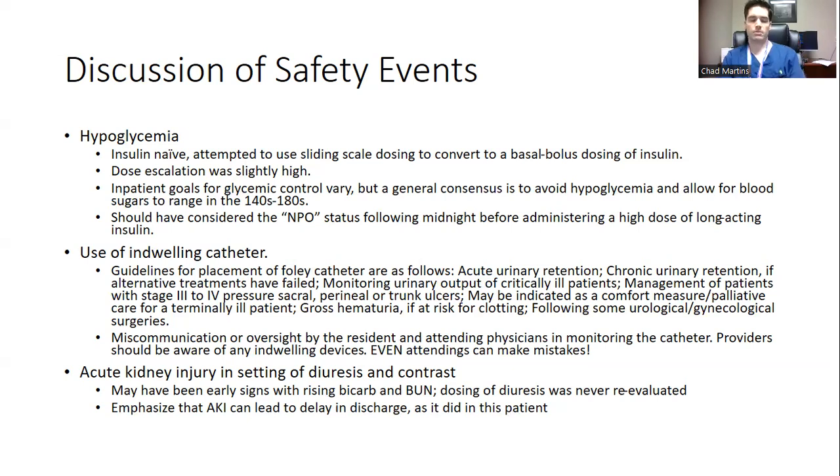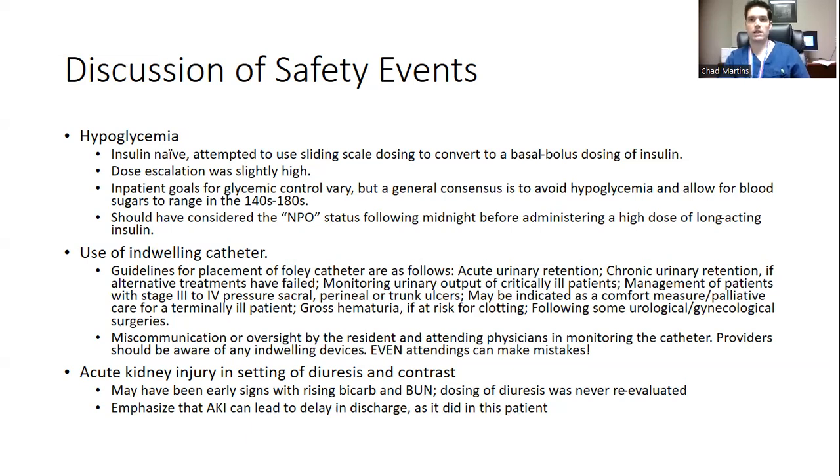And then the patient also gets an acute kidney injury in the setting of aggressive diuresis and contrast. There might have been some early signs with an upticking bicarb and BUN, and they never really reevaluated the diuresis during the admission. So that is something that might need to be evaluated on a day-to-day basis, especially in somebody who's new onset heart failure.